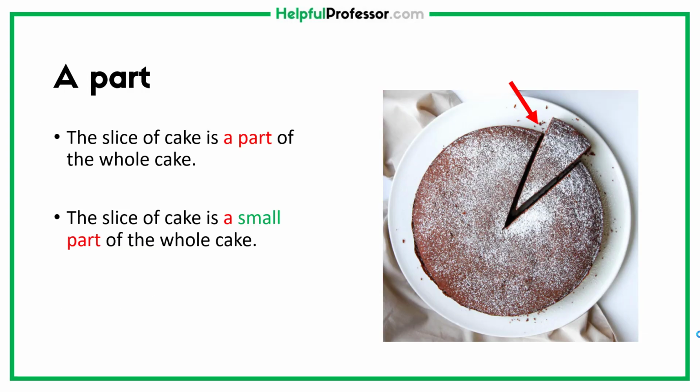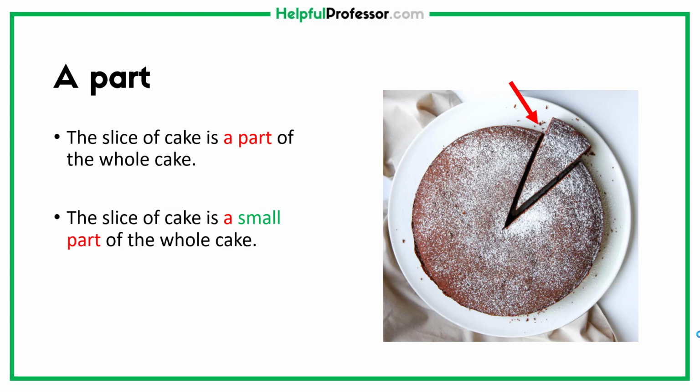"A part," that's two words with a gap between a and part, refers to something that is one small part of a whole thing. So we can see this cake here. The slice of cake is a part of the whole cake. Now the best way to remember this is to say if you can fit a word in between a and part, then you want to say it in two different words, a part. So we can see the slice of cake is a small part of the whole cake.